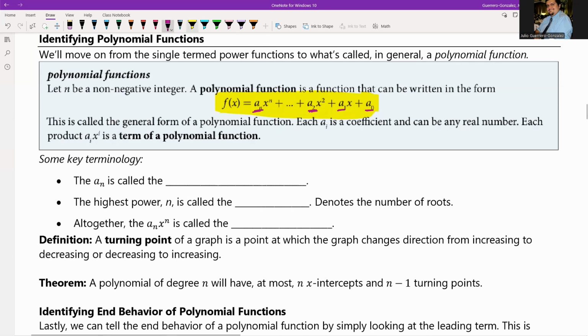And basically each one of these, some a_i x to the i, is a term of a polynomial function. We call them the terms of a polynomial. Okay, all right. Some more key terminology that we need to cover.